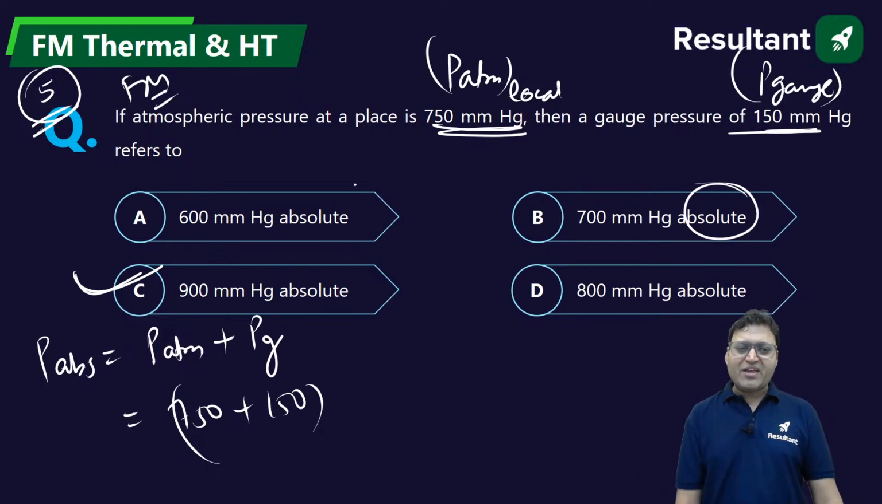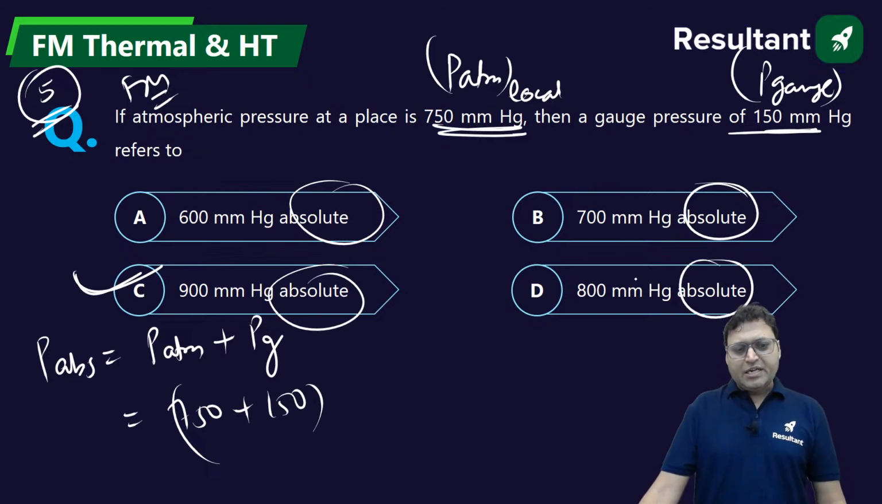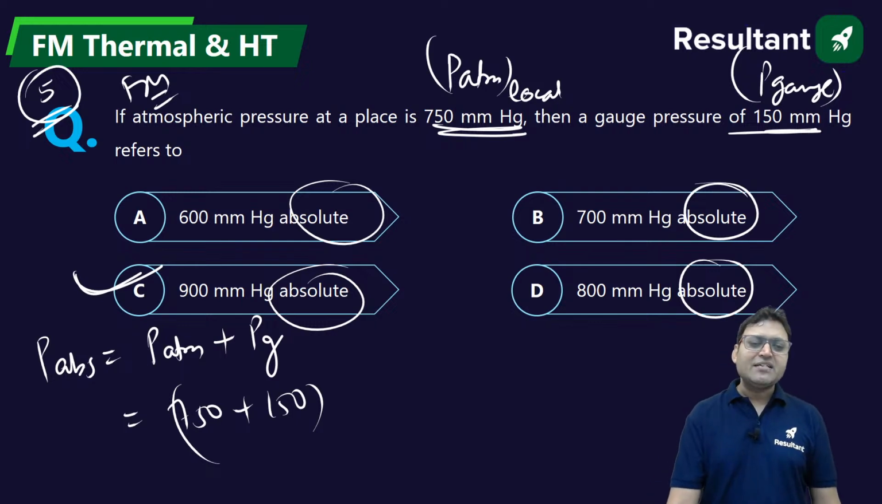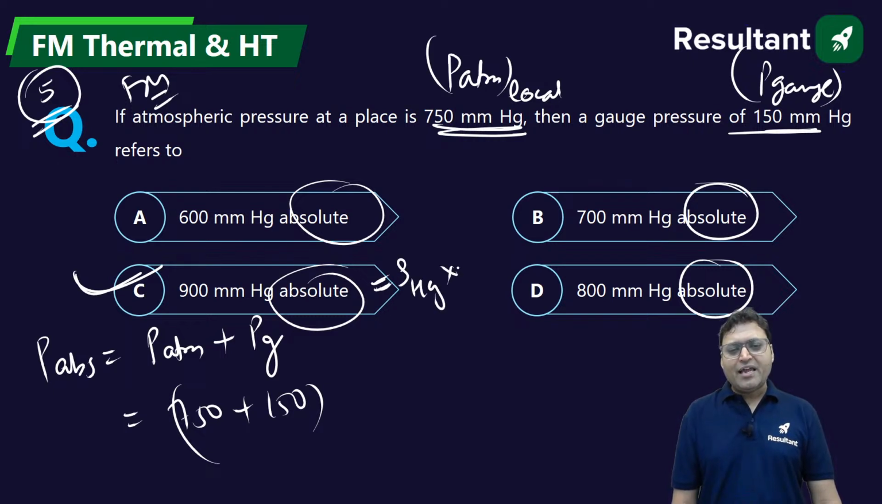Because options are having absolute, it means we need to find out the absolute pressure. C will be the correct answer. Absolute pressure is 900 millimeter of mercury. And if we want to convert it into Pascal, then density of mercury into g into 0.9 Pascal. This will give you the answer in Pascal, rho g h.